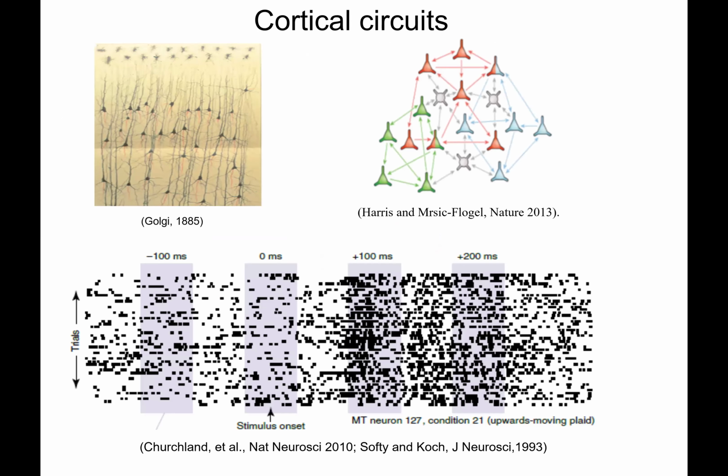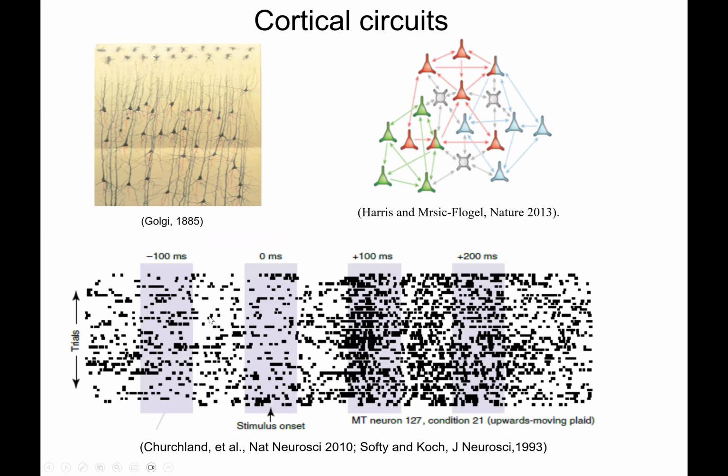The cortical circuits are composed of many excitatory and inhibitory neurons. Around 20% of them are inhibitory neurons, and 80% of them are excitatory neurons. These neurons work together to give rise to rich and complex dynamics that are important for brain function.